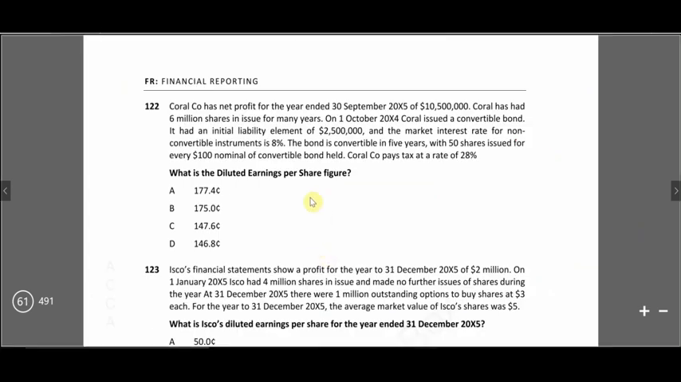Okay, now we have question number 122. Remember, we are doing this from the latest Kaplan kit, so you probably have the same number in your exam kit as well, just telling you for reference.